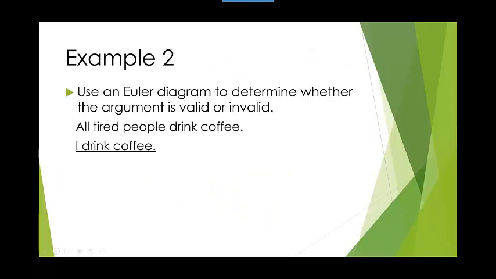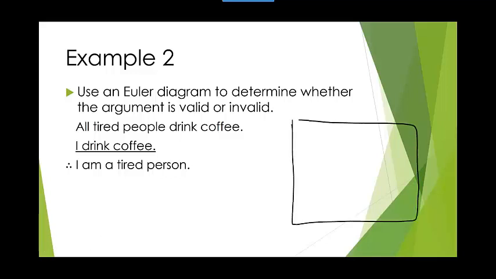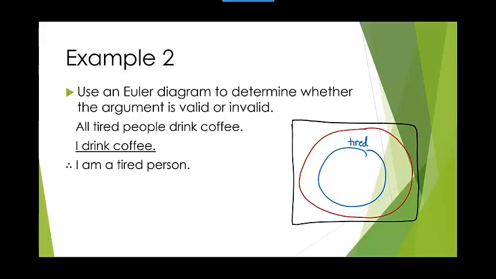So here's another argument. All tired people drink coffee and I drink coffee are the premises. And then the conclusion, I am a tired person. So let's step by step draw the picture for this scenario. So we'll have our Euler diagram, and that is Euler for the pronunciation there. And we're told all tired people drink coffee. So tired people are a subset of all the people in the world who drink coffee.